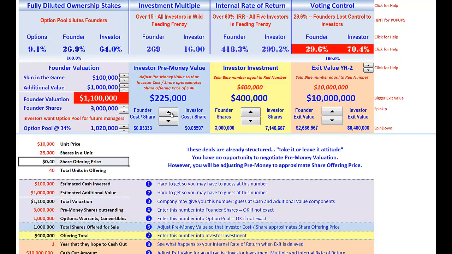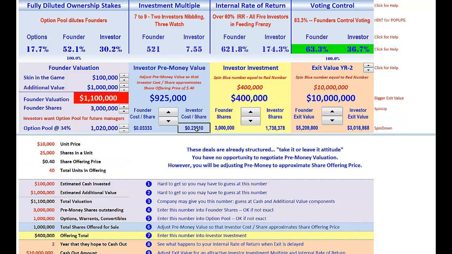So let's just dial in what the pre-money value would be when we get to 40. You're just dialing in and looking, and when it reaches 40, and that's pretty darn close, there you have it. Now, have we made a good deal or not? Let's see. 5 times investment multiple. Well, that's not so bad. Oh my goodness, 123 internal rate of return.